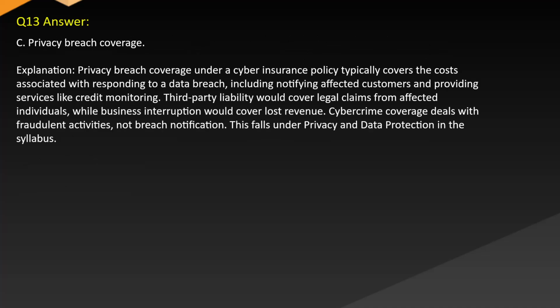Answer: C. Privacy breach coverage. Explanation: privacy breach coverage under a cyber insurance policy typically covers the costs associated with responding to a data breach, including notifying affected customers and providing services like credit monitoring. Third-party liability would cover legal claims from affected individuals, while business interruption would cover lost revenue. Cybercrime coverage deals with fraudulent activities, not breach notification. This falls under privacy and data protection in the syllabus.